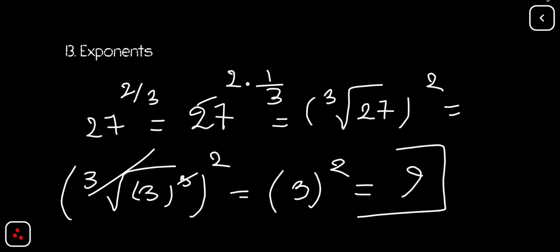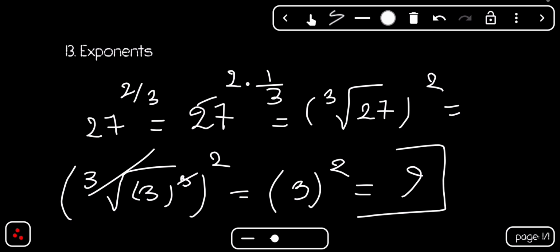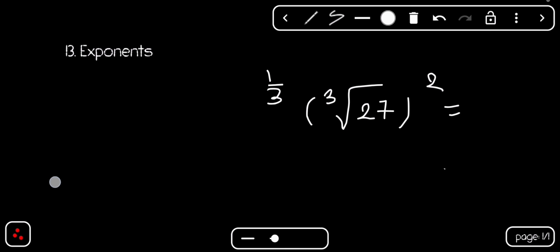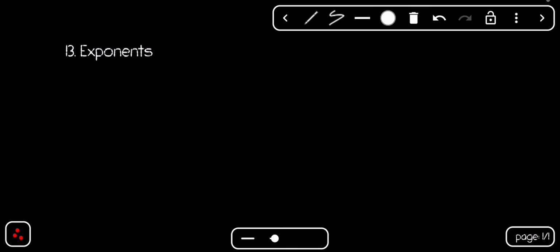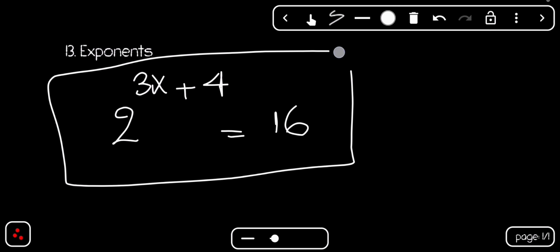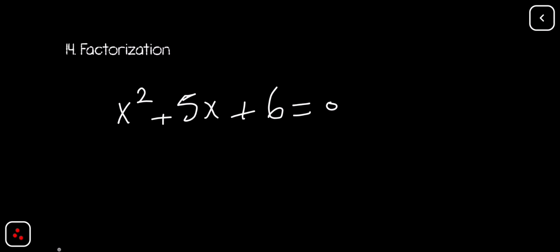And let me just give you a challenge. Your challenge is you have to solve this question. 2 to the power of 3x plus 4 is equal to 16. So solve this question and let me know the answer in the comment below. Topic number 14 is factorization, and it's similar to simplification. So go and answer this question. X squared plus 5x plus 6 is equal to 0.